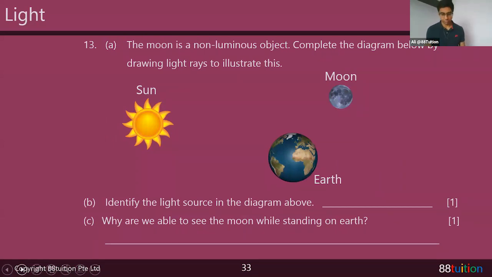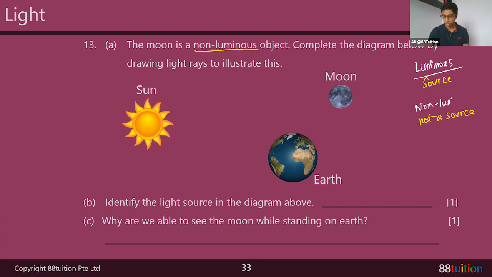Open-ended, just for the sake of it. Most of it are MCQ because light actually is easier to ask as MCQ. If we ask you in structured, we'll have to ask you to draw. Okay, so the moon is a non-luminous object. What is the term non-luminous object? That means a non-source of light. Remember we talked about source and not a source? If it's a source, we call it a luminous object. Anything that has its own light. And a non-luminous object. So the moon is not a source. It comes under here.